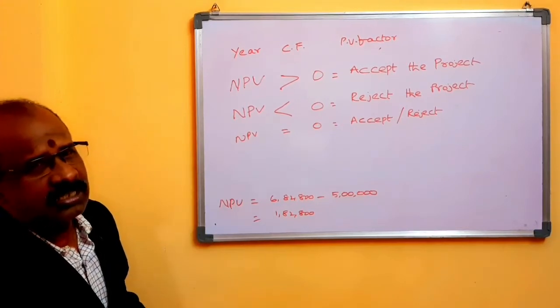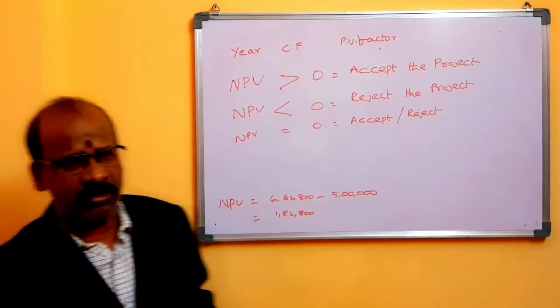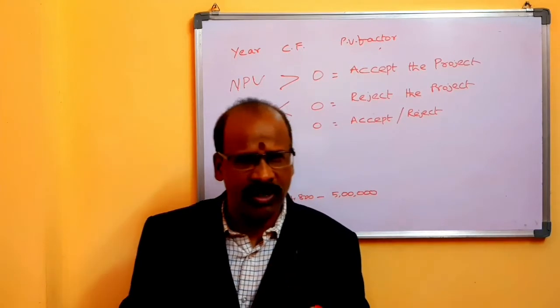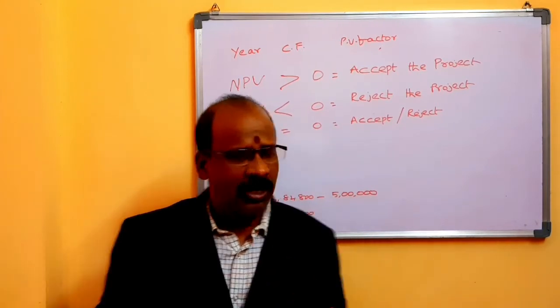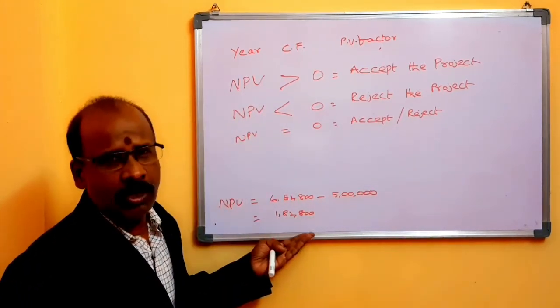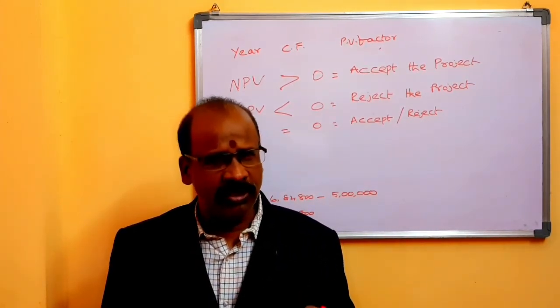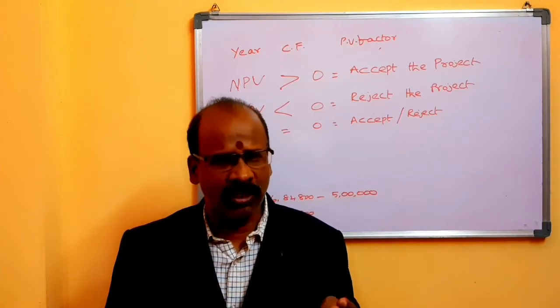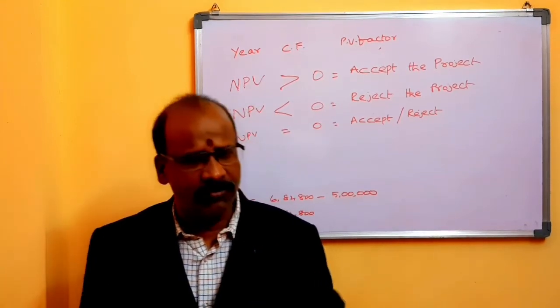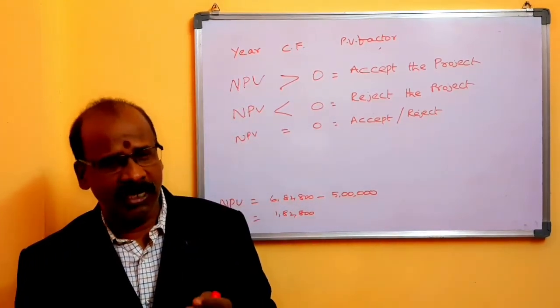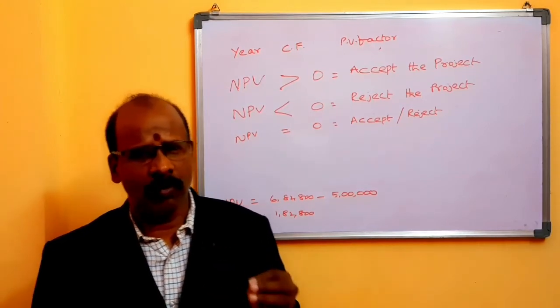Next technique is internal rate of return. Internal rate of return is situated between one positive NPV and one negative NPV. Already we got a positive NPV. Now we calculate the negative NPV. How to calculate the negative NPV? Just increase the discount factor. Based on the discount factor, you calculate the positive and negative NPV. Those NPV values are inserted in the formula.